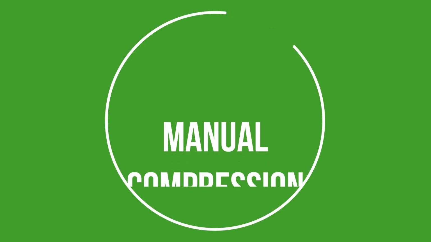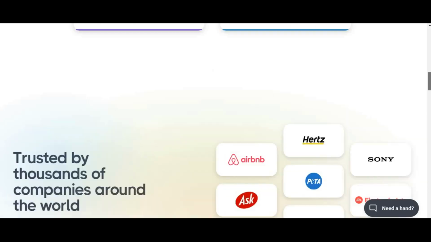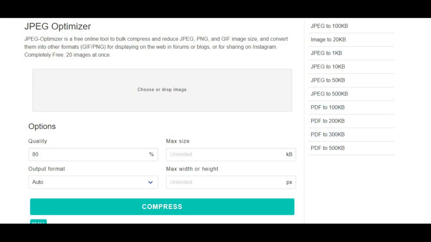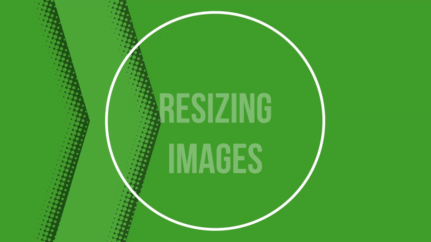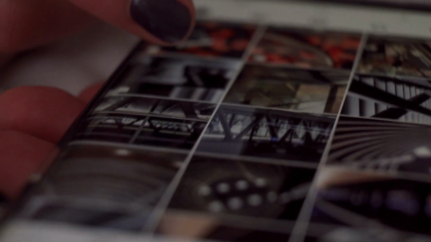2. Manual compression. You can also use online tools like TinyPNG or JPEG Optimizer to compress images before uploading them to your site. Resizing images to fit the dimensions needed for your website is crucial. Large images that are scaled down in HTML still load as large files, which affects performance.